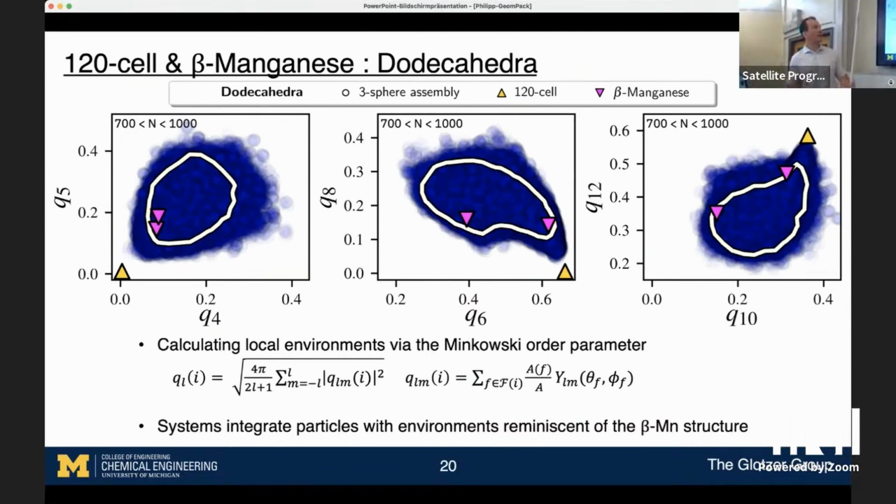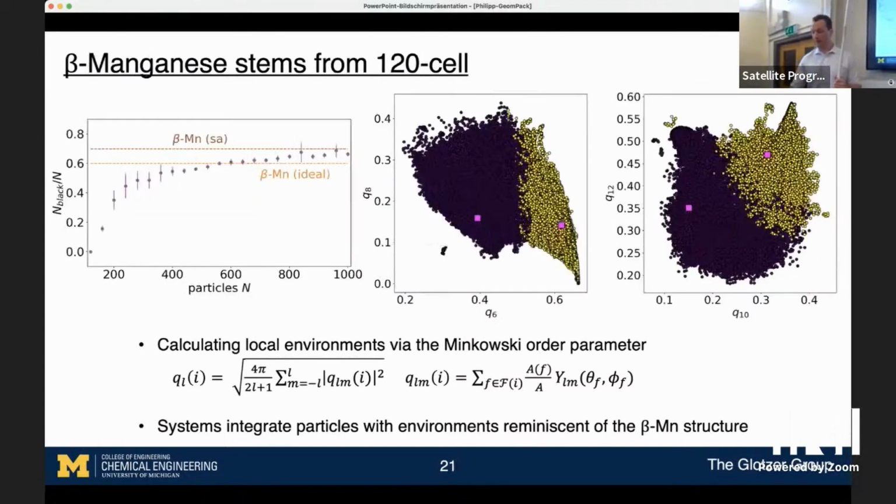which can then be defined as the defect structures, basically. And interestingly, beta manganese has two different local environments with two different Wyckoff sites. If you compare them, this one is 8c and this one is 12d, and you can see that in the Minkowski order parameter space, 8c is closer to the 120 cell than 12d. So you can think of one of them as the local environment which the system tries to obtain, the perfect local environment, and the other one as the defect that you add to the system.